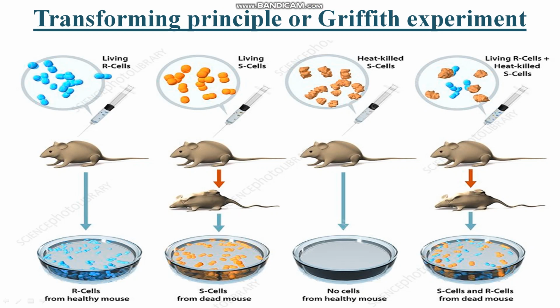Clear? The mouse is healthy. When living S cells, meaning smooth cells of bacteria, are injected into a healthy mouse, it will die, and S cells or smooth cells are found in the dead mouse. You can see here.